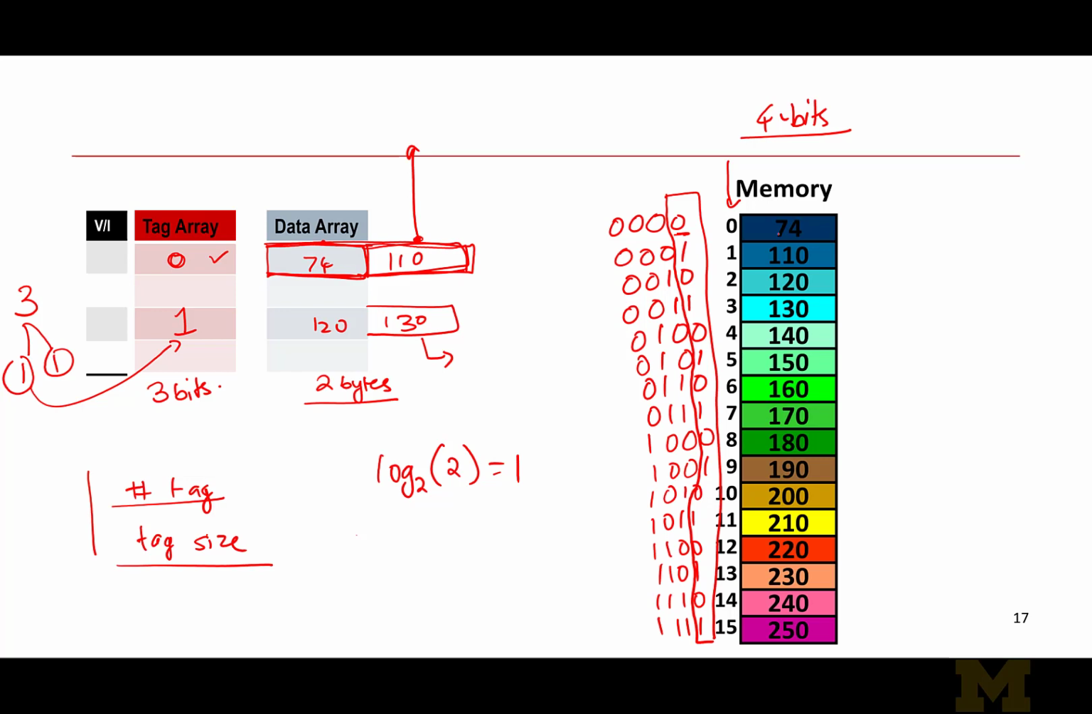Then I can also compute the tag for each of these addresses. What is remaining is the tag. So I'm just going to represent in decimal what the tag is: 0, 0, 1, 1, 2, 2, 3, 3, 4, 4, 5, 5, 6, 6, 7, 7. Okay. So you'll notice that the tag for adjacent memory locations is the same, which is expected.